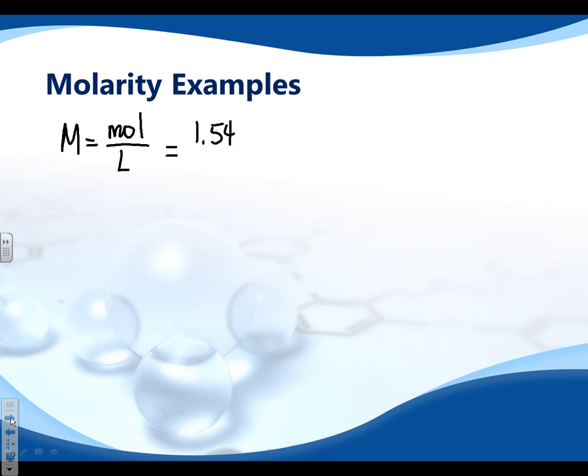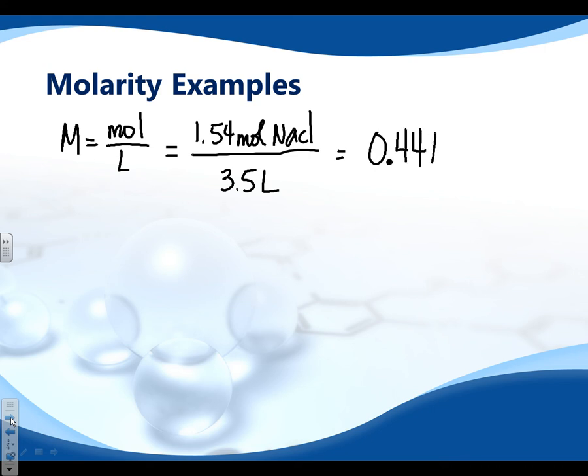1.5 moles of sodium chloride, and I'm told that that is all in 3.5 liters of solution. So 1.5 moles divided by 3.5 liters gives me a molarity of 0.44 molar. So capital M is my unit. That is your first example.